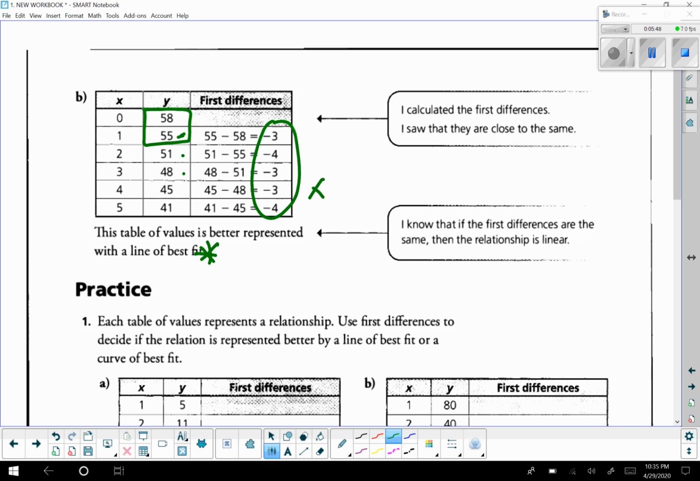So you have to have all of the first differences the same, otherwise it's not changing by the same amount. So 58 is negative 3. Yeah, this is definitely not linear. This cannot have a line of best fit. So yeah, we found a mistake in the book.